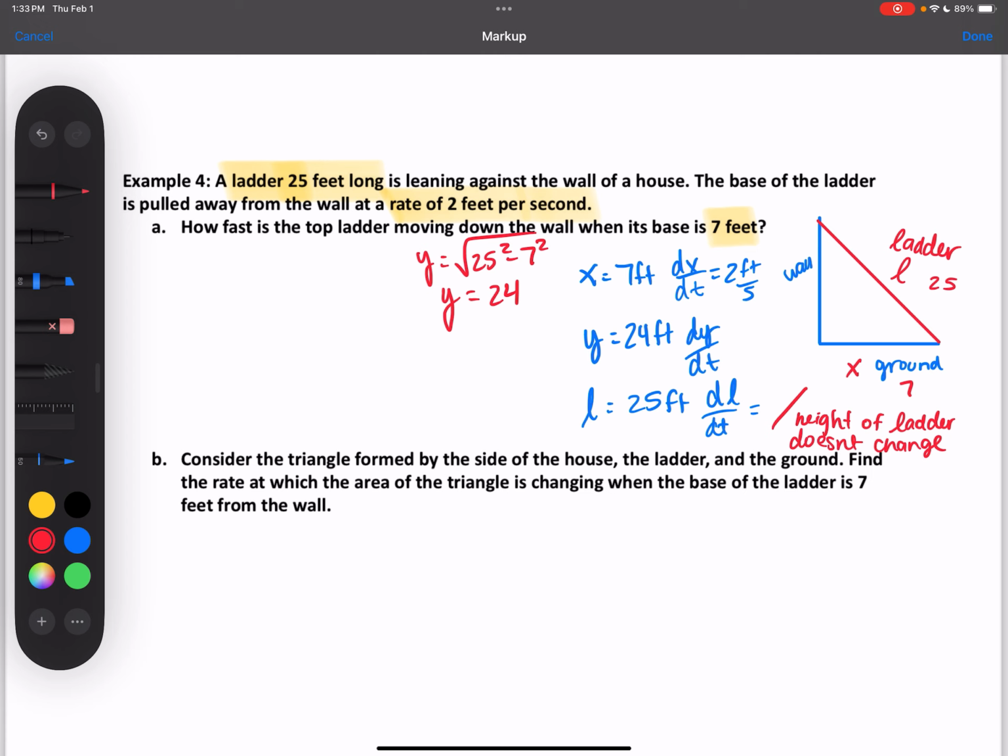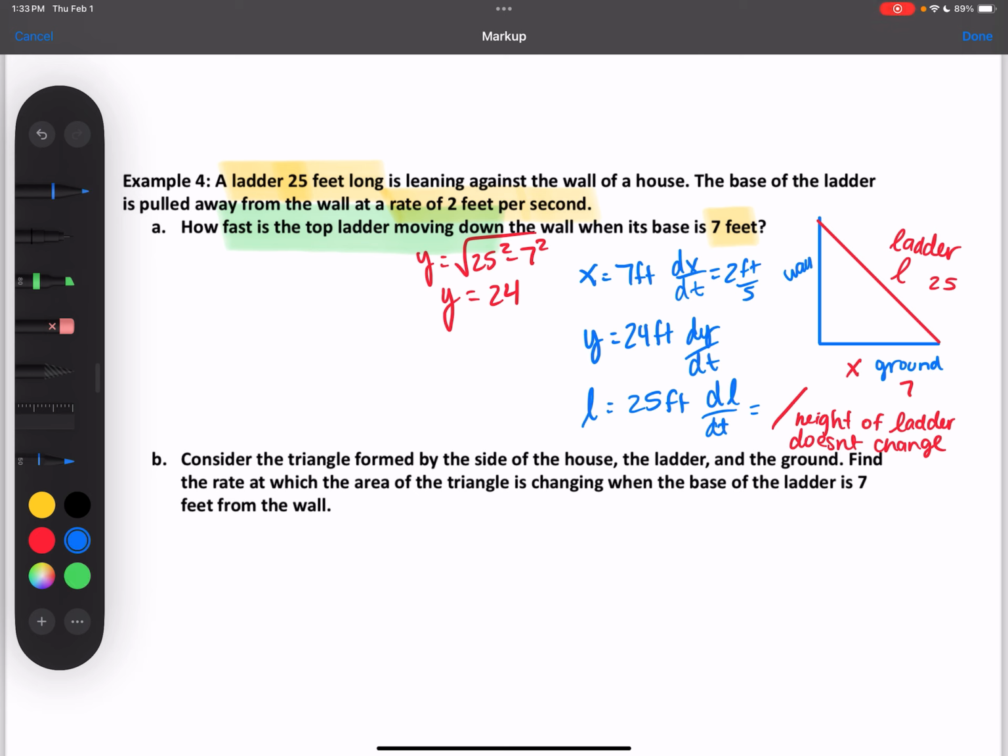I don't think that's what we were looking for. We're looking for how fast the top of the ladder is moving down the wall. So dy/dt is what we're trying to find. I just assumed it said ladder, so I thought we must be looking for a ladder.